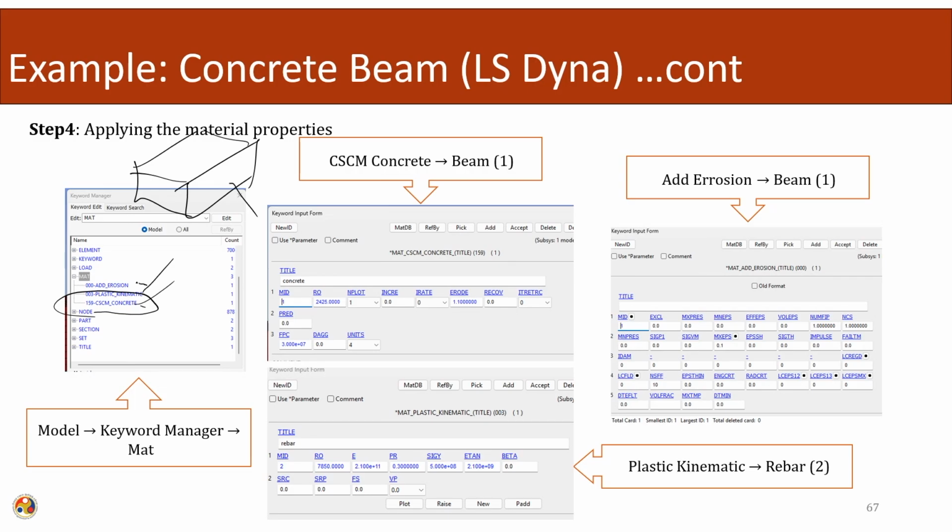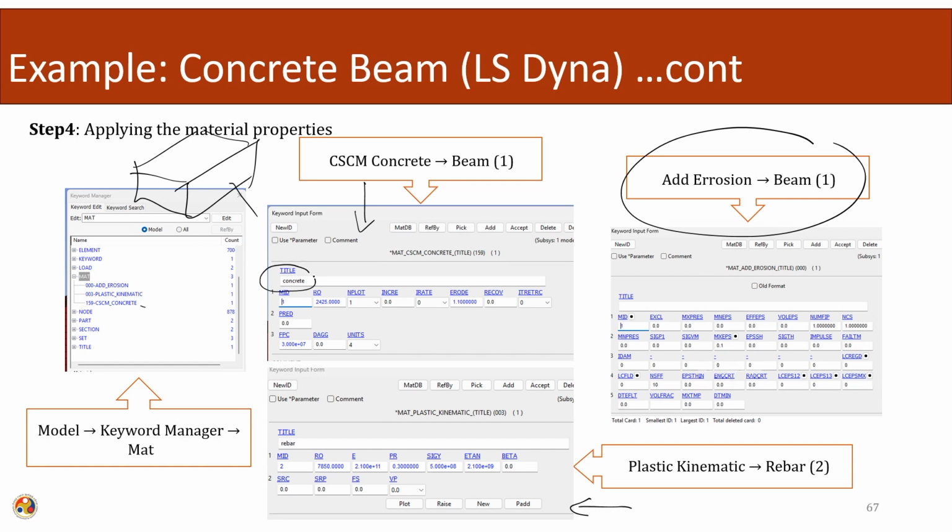Similarly, for the steel formulation, we are using the plastic kinematic formulation. Again, there are other models present, so depending upon the usage, any appropriate model can be chosen. So this is the CSCM model, and this is the steel model. We will talk about the erosion model just now. Let us look into the concrete model.